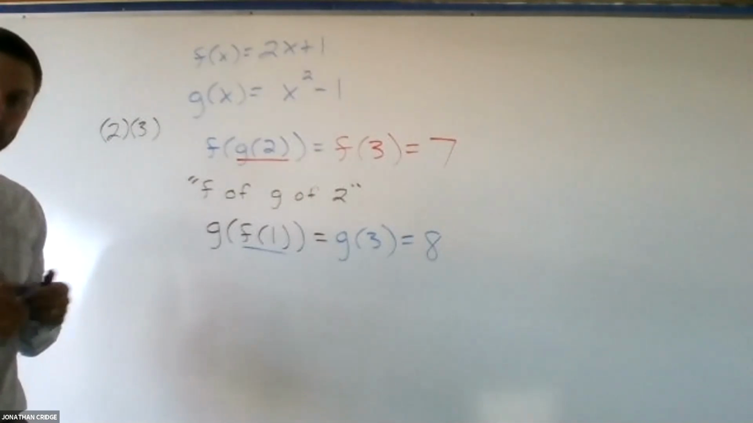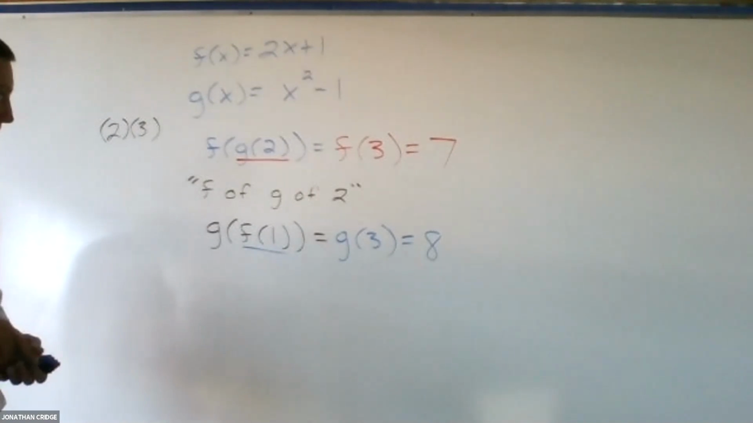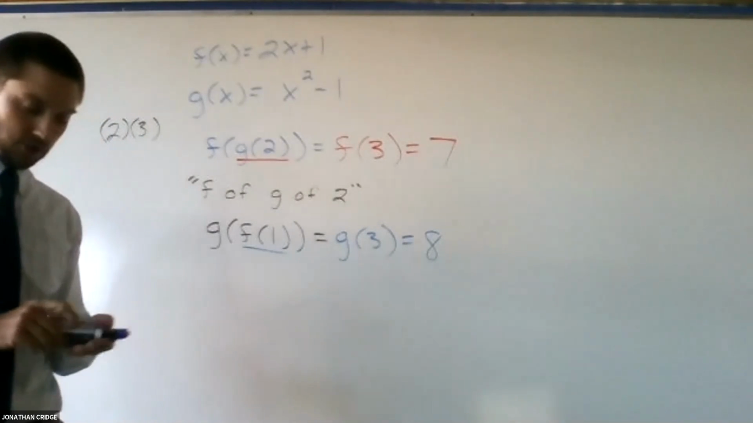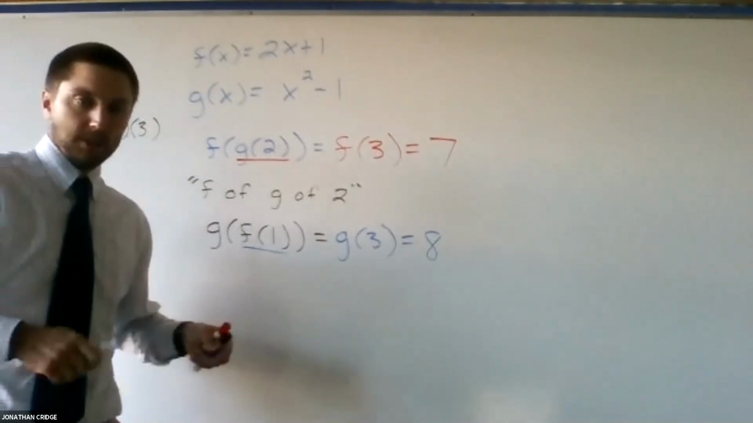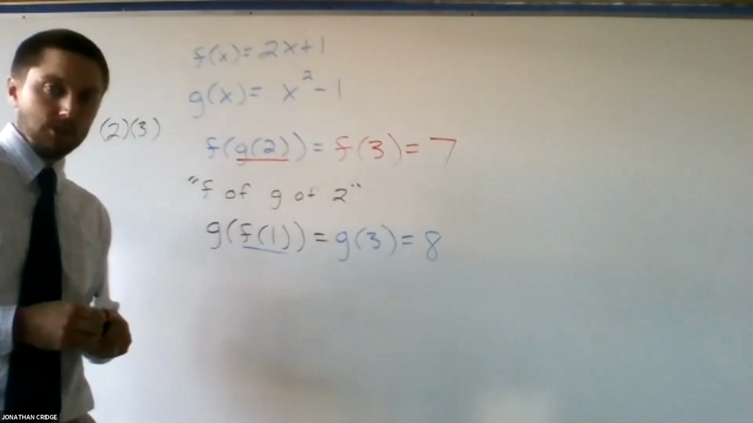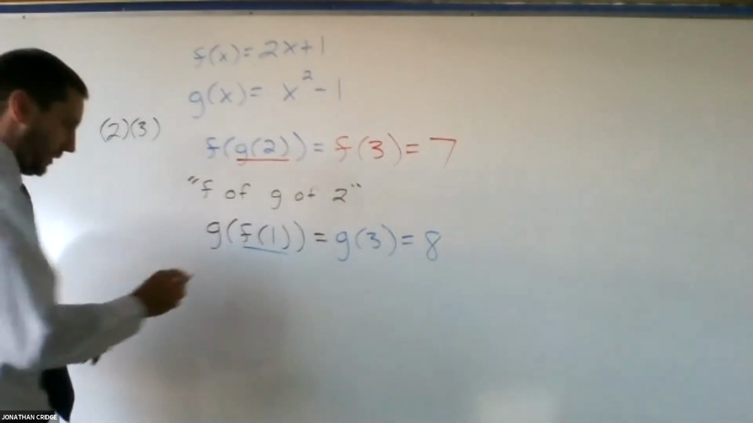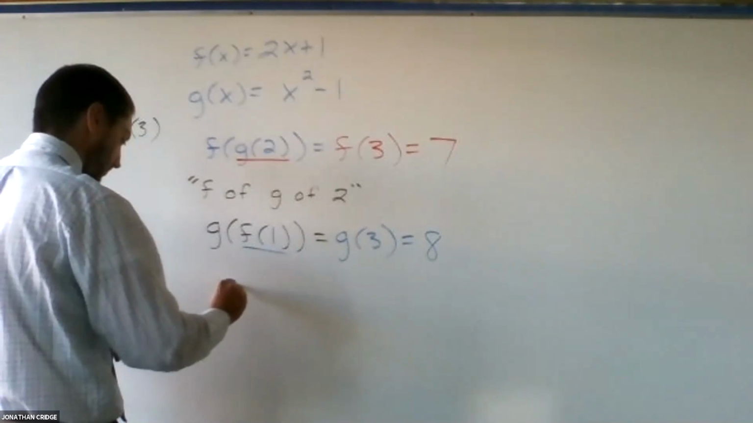All right? So pretty simple stuff. We're just kind of doing 2 things in a row. Now, I want to have a little side conversation about some notation, especially if maybe you're an IB student. There's another notation you might see for g of f of 1, and it's kind of goofy looking.